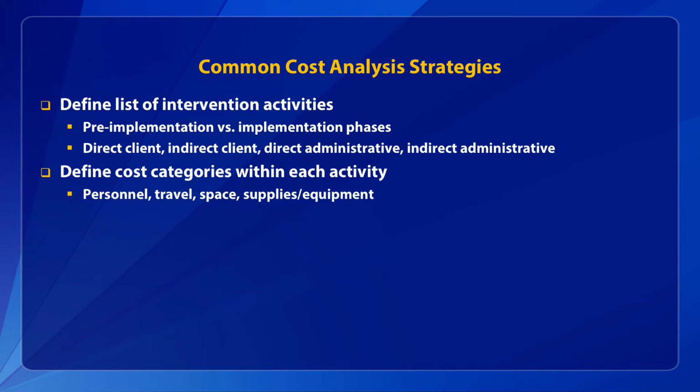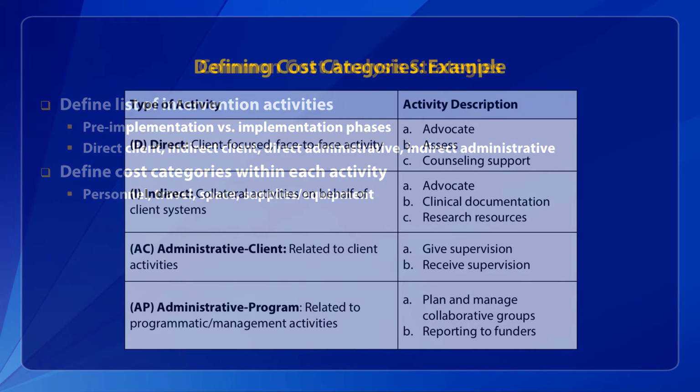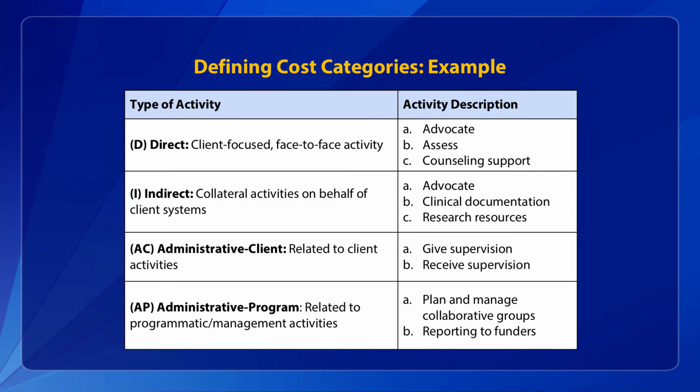Once the activities are defined, one option in conducting programmatic cost analysis is to categorize costs within each category, based on the four main cost drivers for most interventions. These are: 1. Personnel time, 2. Travel costs, 3. Space and utilities, and 4. Supplies, materials, and equipment.